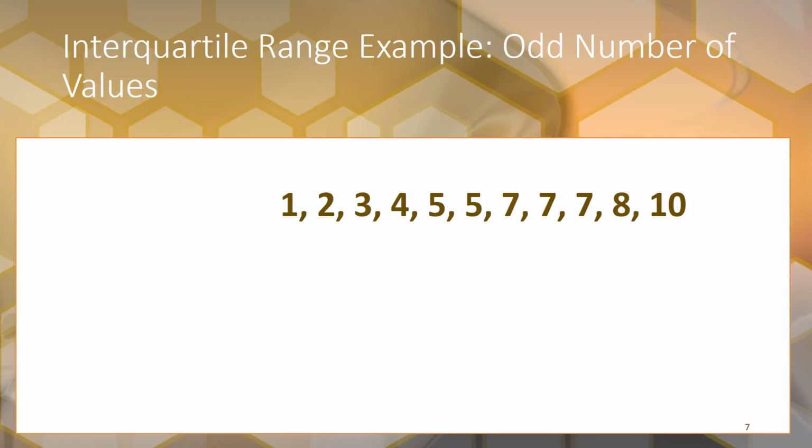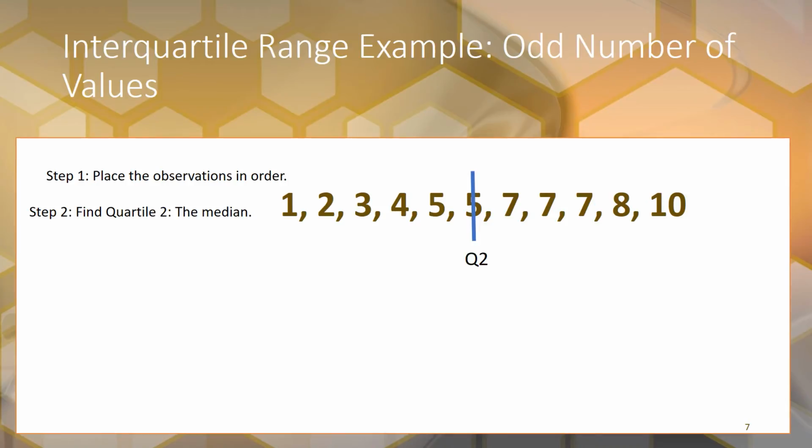Here's an example of how to find the interquartile range with an odd number of values. Step 1 is to place the observations in order. These are already in order, so we don't have to do that. Step 2 is to find quartile 2, the median. The median here is 5, and that's because we have 5 values on each side. And that's the middle value, quartile 2.